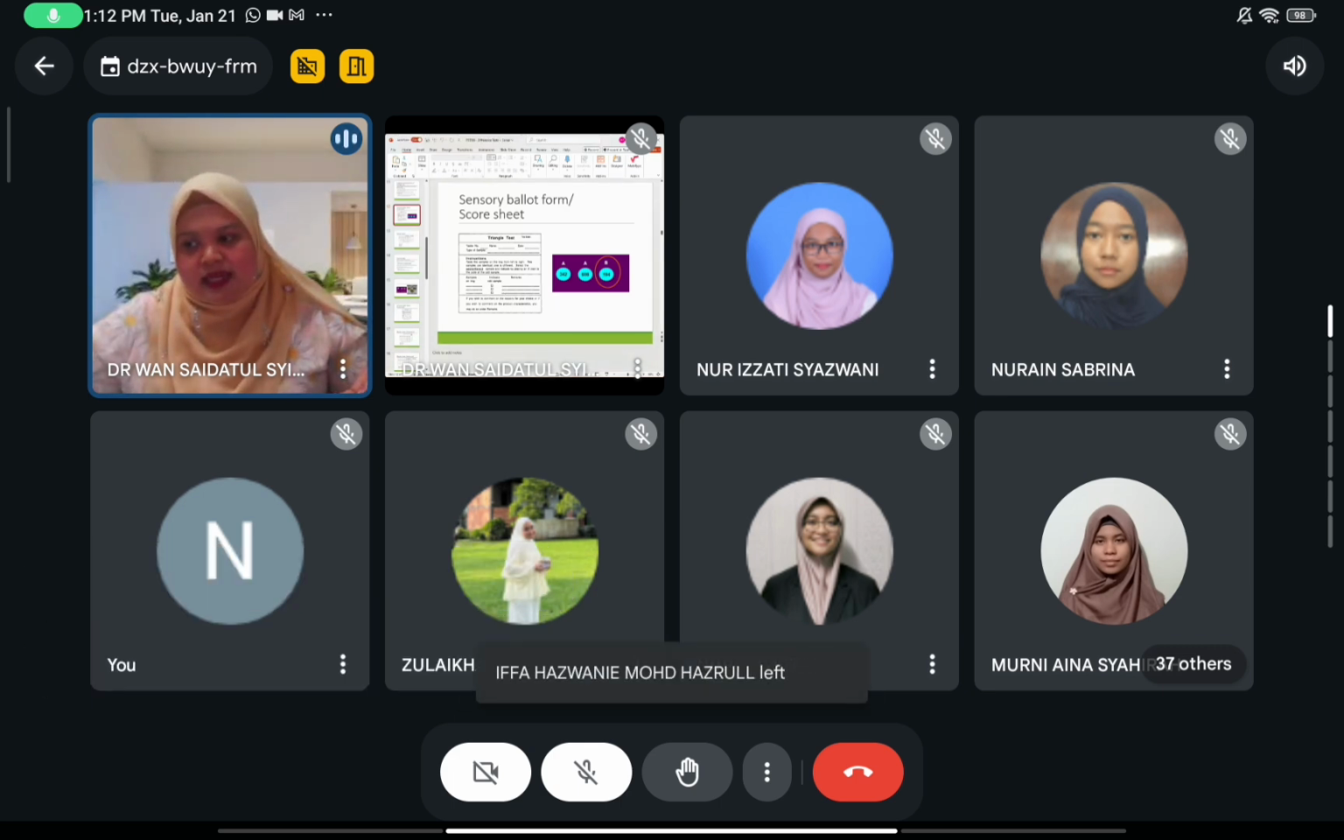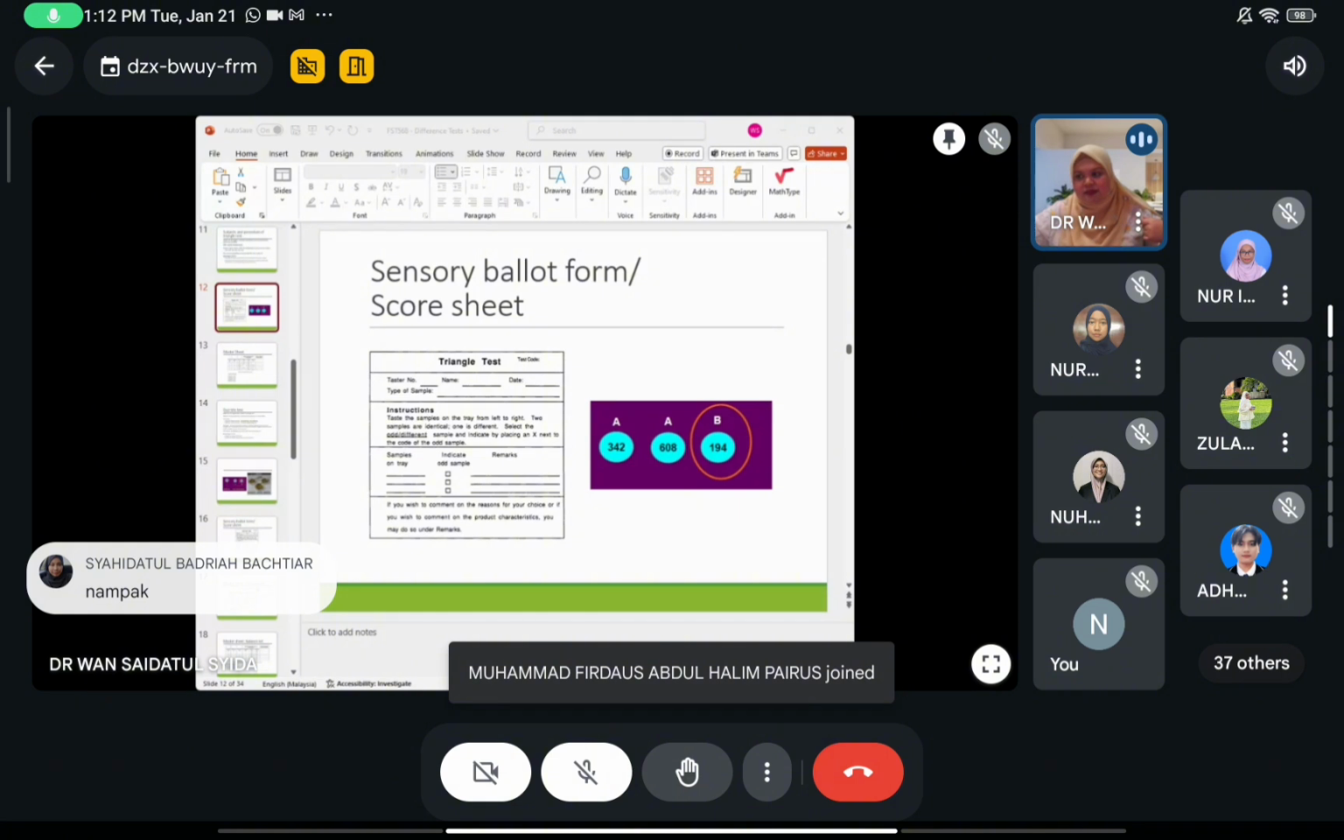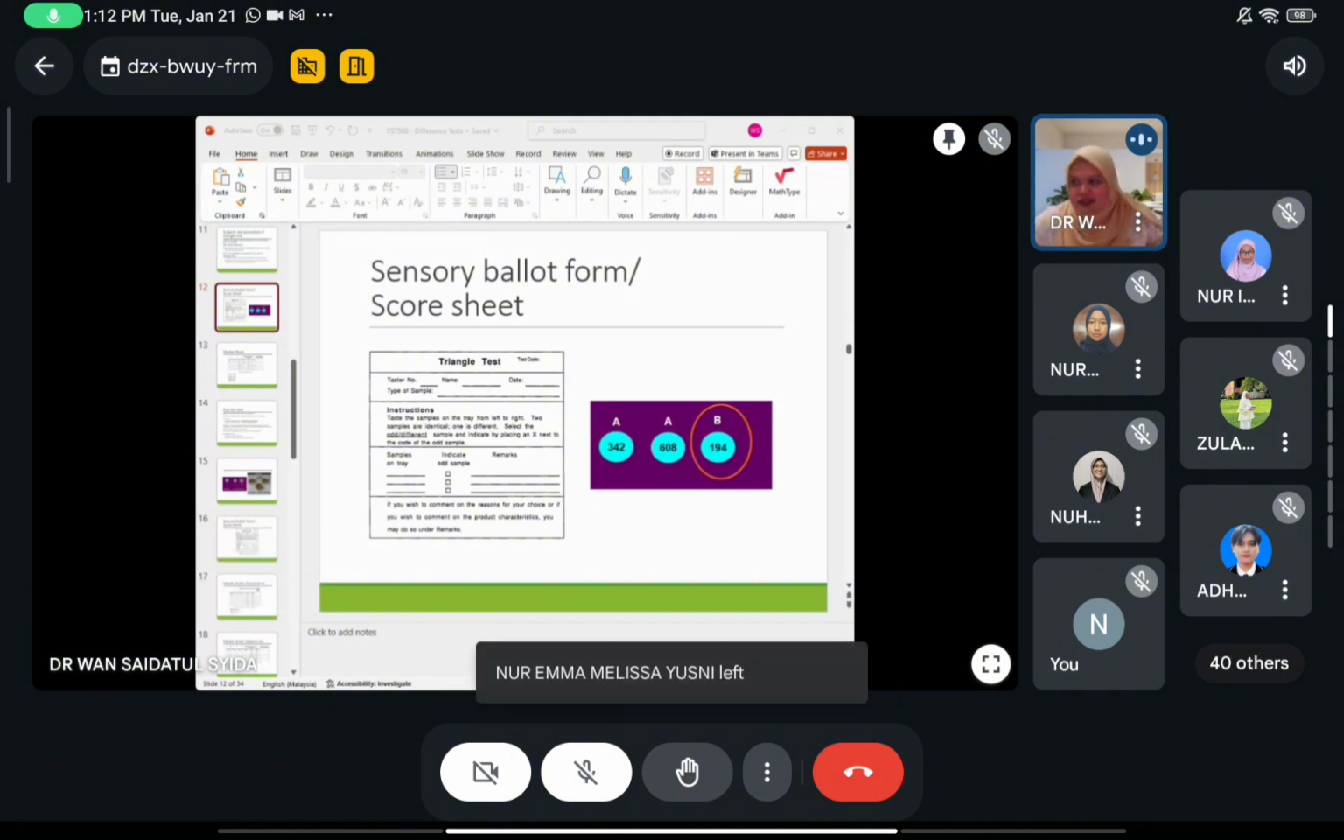Okay, you cannot see my slide ah? Nampak. Nampak kan? Hmm. Siapa ni? Erdina tak nampak. Maybe some problem with your line, Erdina. But everybody can see the slide, right?